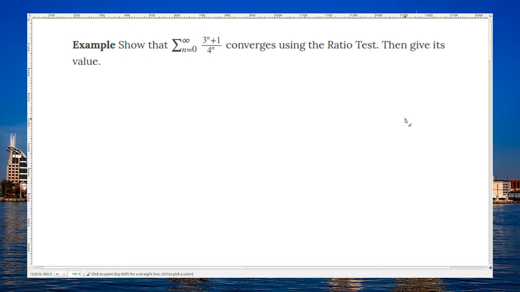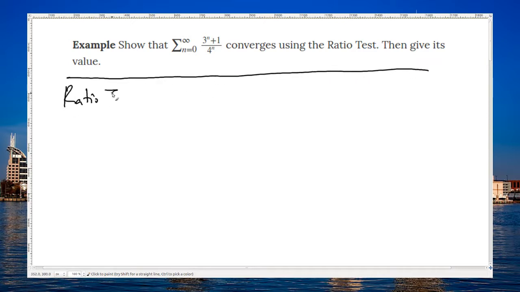So we're going to show that this series converges using the ratio test, and then we're going to give its value. Okay, so first things first, we'll show that the series converges using the ratio test as we were asked. So how do I use the ratio test? Well, I have this limit that I just plug into. The limit as n goes to infinity, take the absolute value, and we throw that in there because this allows us to handle negative sequence terms as well. And so we're just going to take this future term over the previous term.